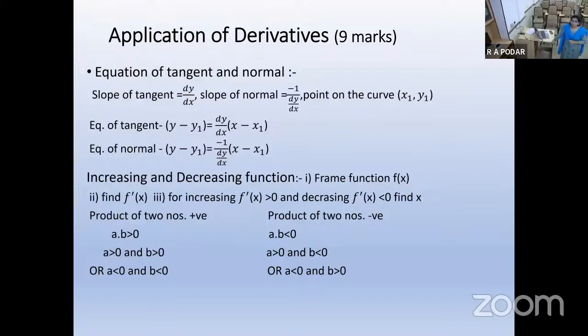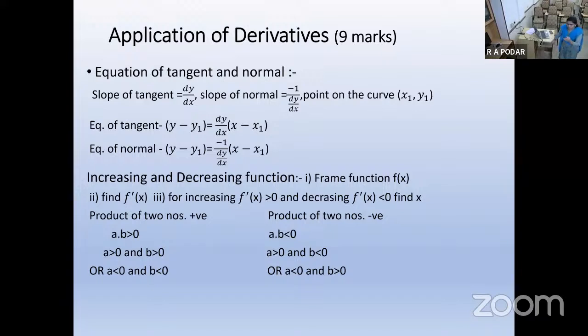The second method is increasing and decreasing functions, as well as maxima and minima. In that, using the first order derivative we find the value of x. In maxima and minima also, you consider f dash x equal to 0 and find the value of x. Here also, on the first order derivative you make a comparison and find the value of x. So for both, the first order derivative is compulsory.